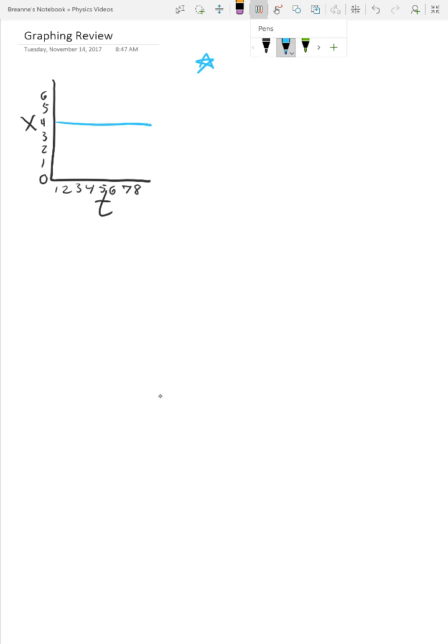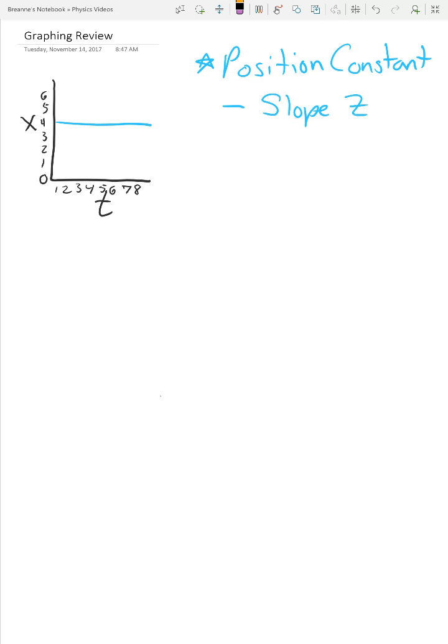So you have to think about that. Are we moving? No, we're not. Our position is staying constant. Now, when our position's constant, that means our slope is 0.